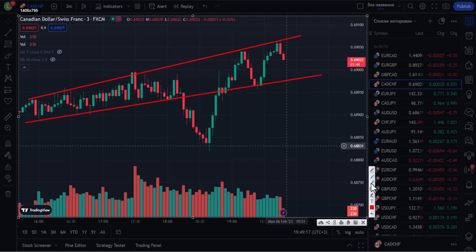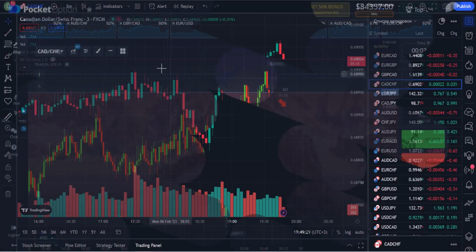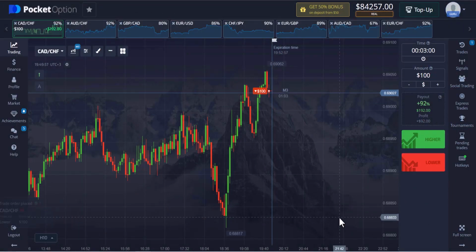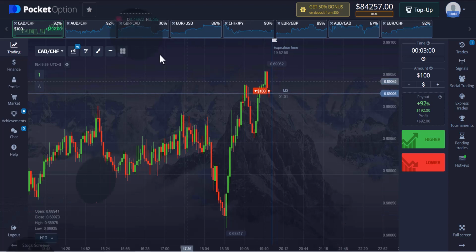Let's go to the broker and invest $100 with 3-minute expiration time in price drop. Back to the trading view for a more detailed analysis.